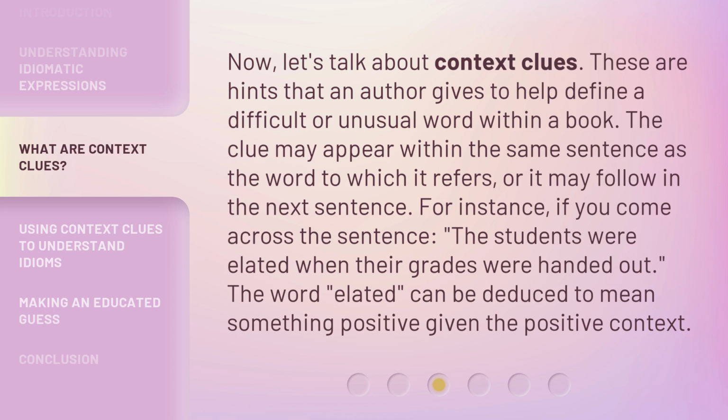Now, let's talk about context clues. These are hints that an author gives to help define a difficult or unusual word within a book. The clue may appear within the same sentence as the word to which it refers, or it may follow in the next sentence. For instance, if you come across the sentence, "The students were elated when their grades were handed out." The word elated can be deduced to mean something positive given the positive context.